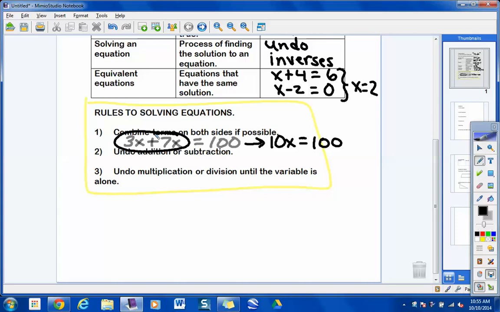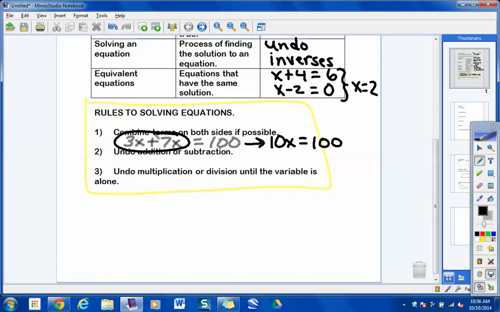If there's any terms to combine, what's the next thing it says to do? Undo any addition or subtraction, and you know what the inverses of each are. After you've undone any addition or subtraction, what's the last thing it says to do? Undo multiplication and division last, until the variable is all alone.